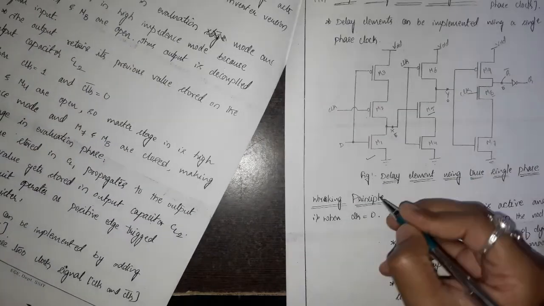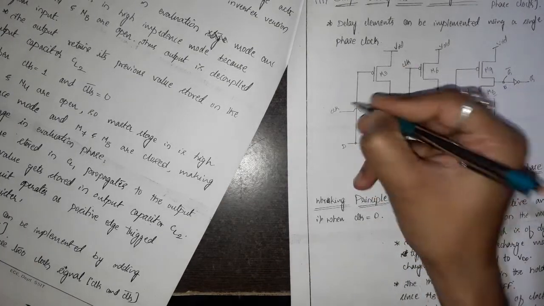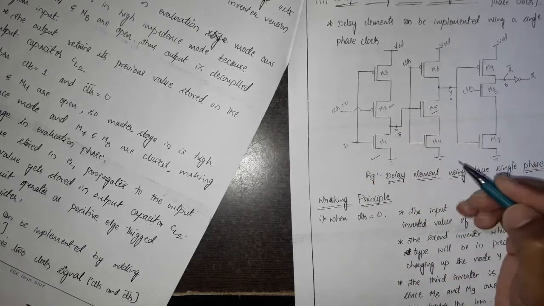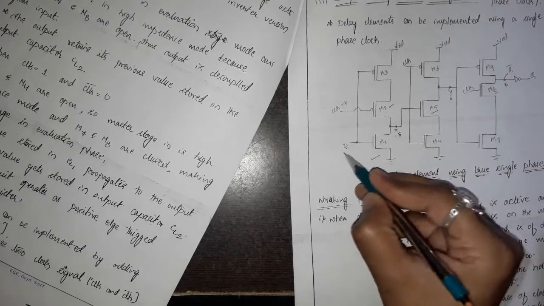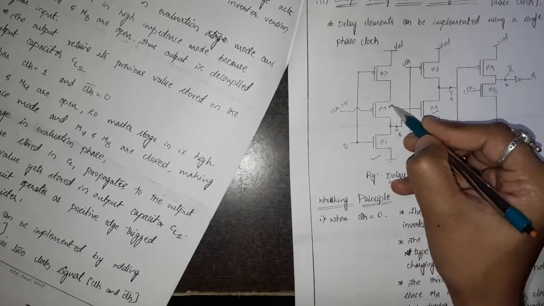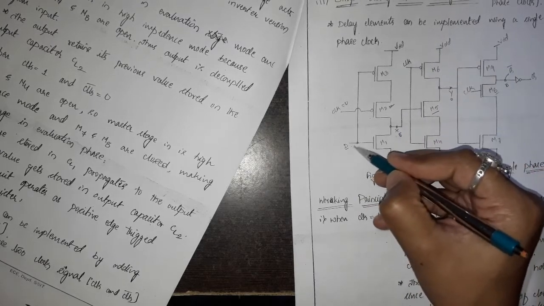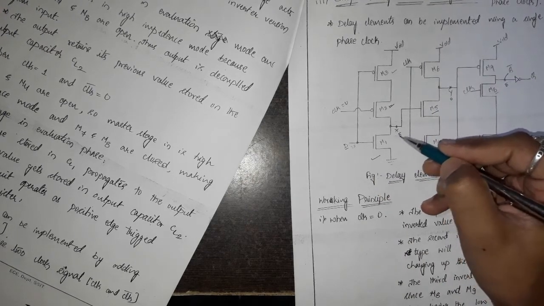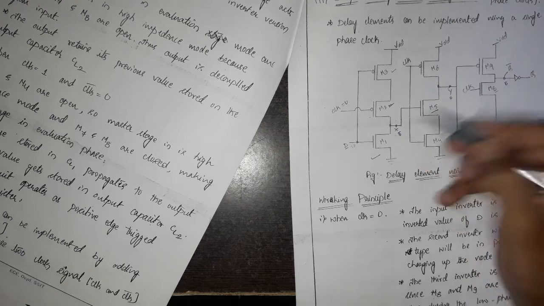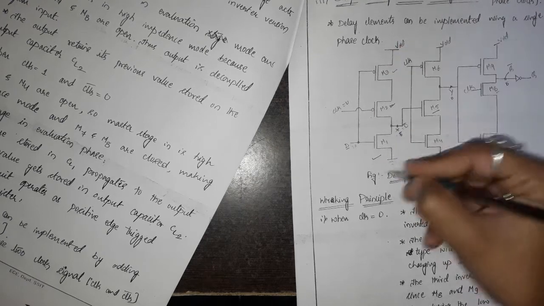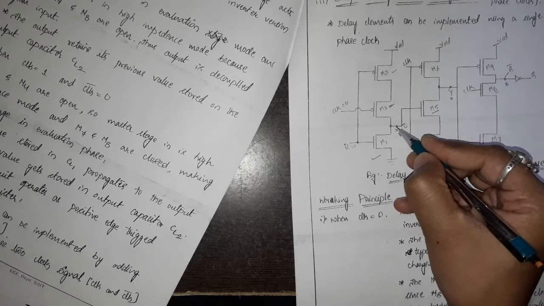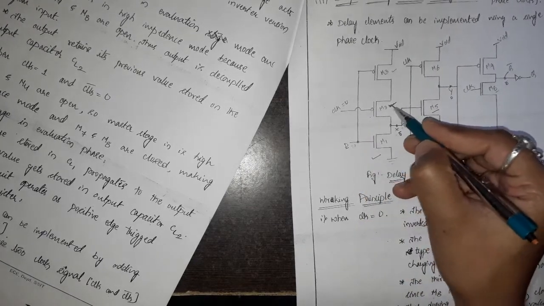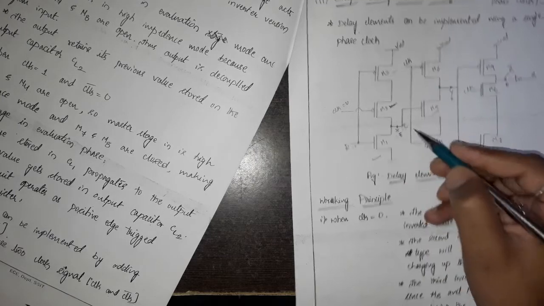When clock is made 0, for this particular circuit, this will be in on condition. So if D is equivalent to 0, this will be in on condition, so X will always take the value D bar. Since this is an inverter state, the output is always an inverted version of the input. When clock is made 0, this will be in on condition, so that X value will be D bar.